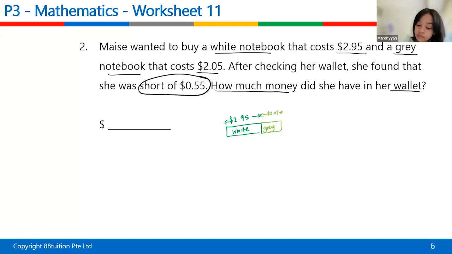Okay, and I'm asking, Jun, on your own model, you have copied what I've drawn, right? Yeah. Can you try and show how she is short of 55 cents? On your own model, can you do it? Then you show me into the camera. Use your creativity and think.